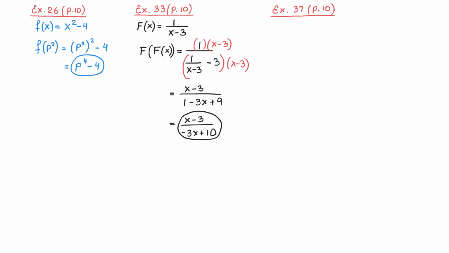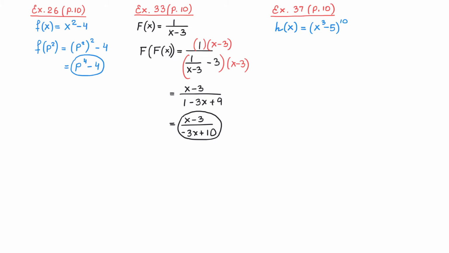Next, we will do exercise 37 on page 10. Here we are given the function h of x equals x cubed minus 5 to the power of 10, and we have to find possible choices for the outer and inner functions f and g such that the given function h equals the composition of f and g. Then we have to give the domain of h.